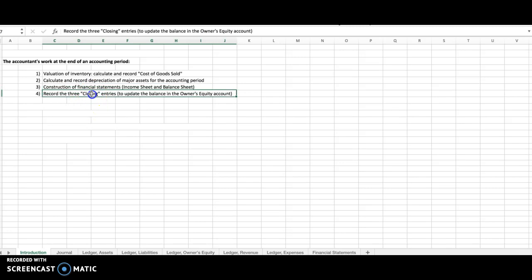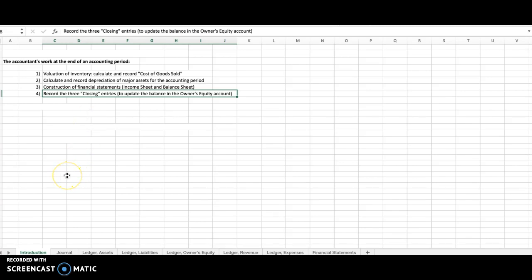Now, the fourth and final step comes after we make the financial statements. We go back into the journal and ledger and we record the 3 closing entries. This is an important process that needs to be done to update the balance of the owner's equity account. The account called owner's equity is very often the most important one to the owner because he or she wants to know the value of the business. That's what is reflected in the owner's equity account. So we need to make sure that balance is updated, and we'll see how that works.